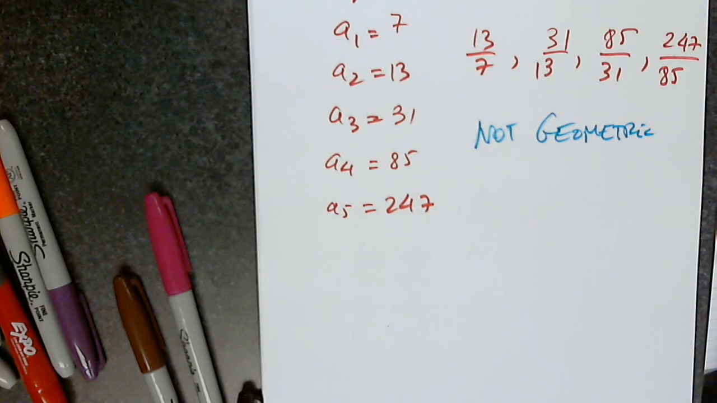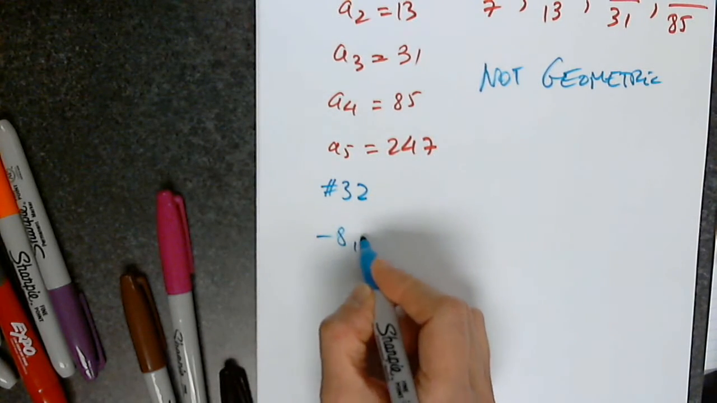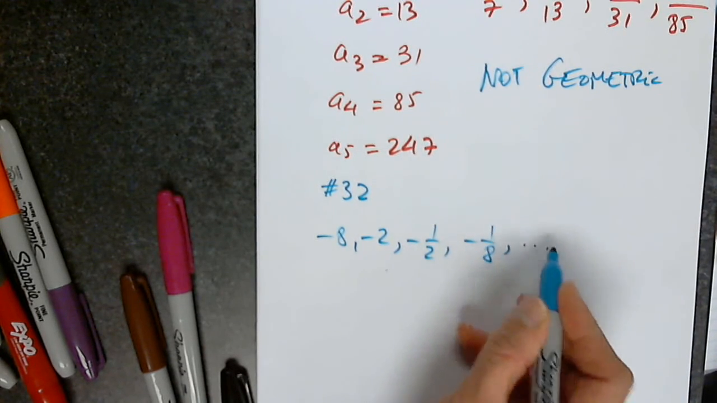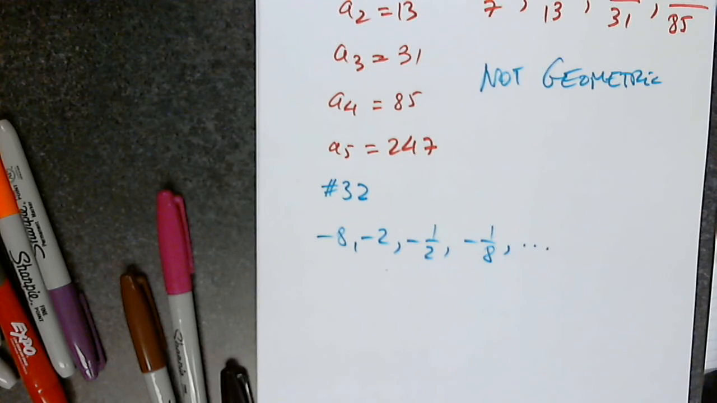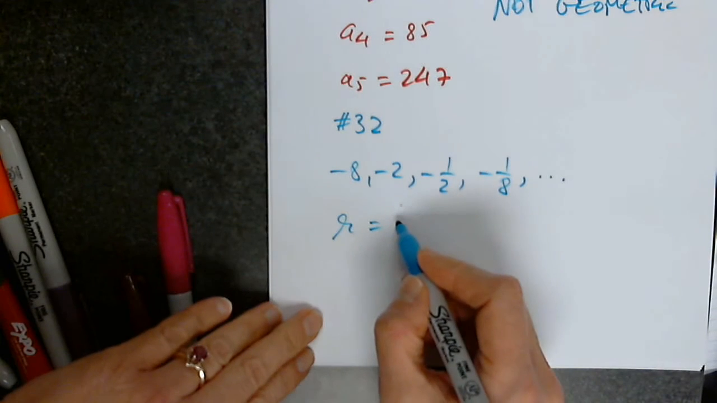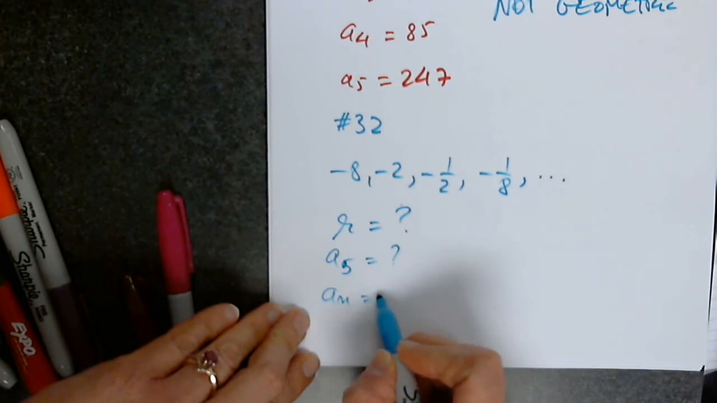Determine the common ratio, the fifth term, and the nth term of the geometric sequence. 32 caught my eye. We have negative 8, negative 2, negative 1/2, negative 1/8, dot, dot, dot. So they want the common ratio, A5 and AN.